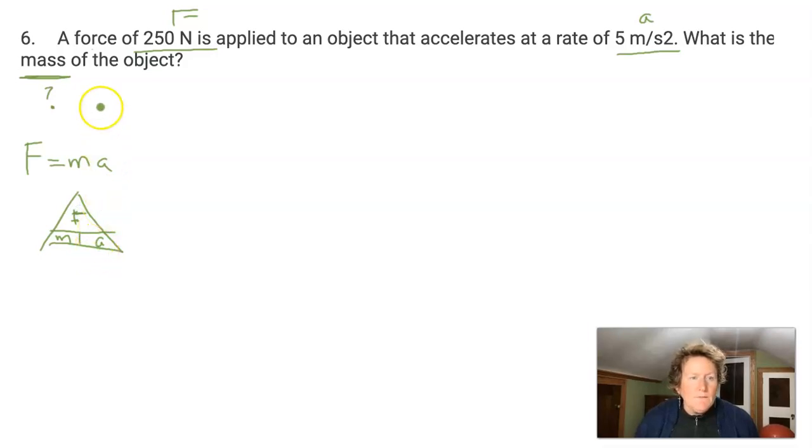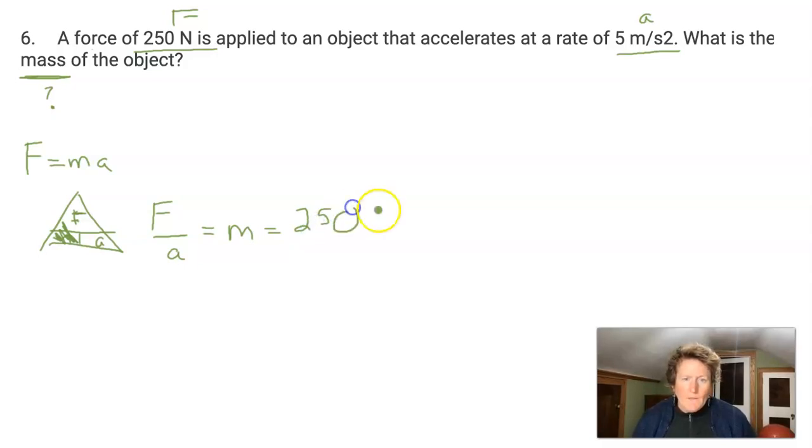So if we're solving for mass, we scribble out the m here, and we know our resulting equation is F divided by a, so force divided by acceleration equals mass. In this particular case, we know the force is 250 newtons. We know the acceleration is 5 meters per second squared.